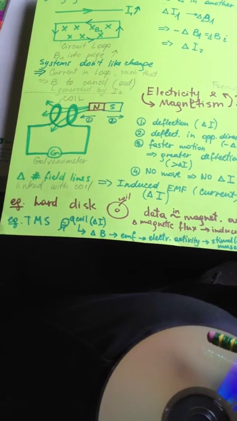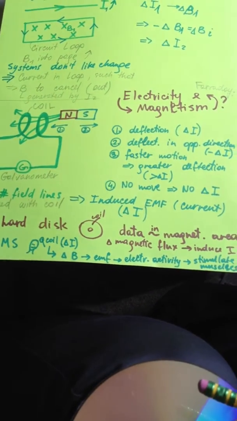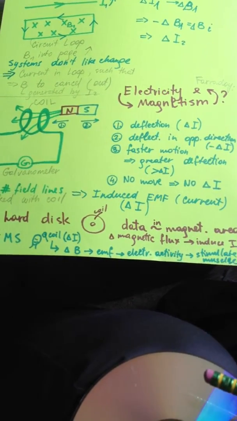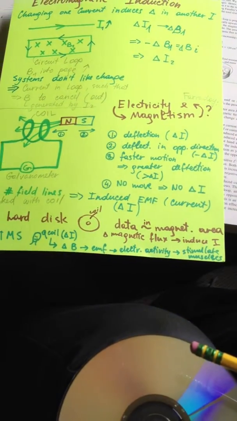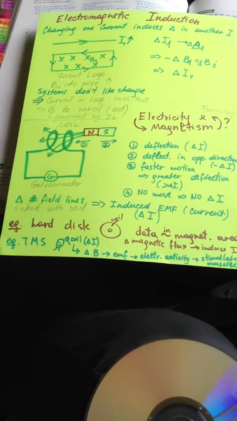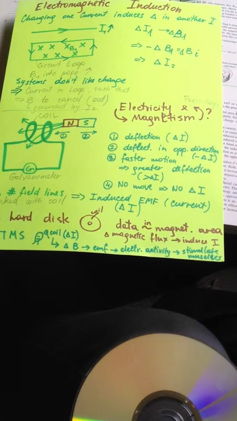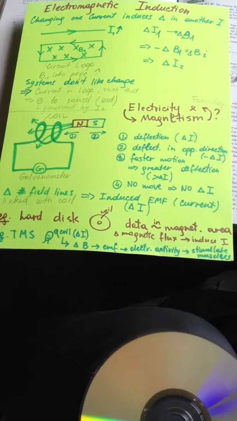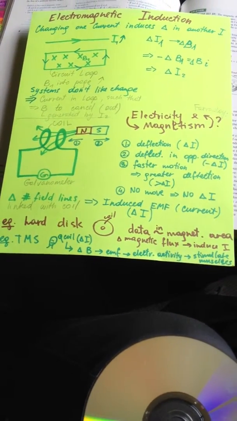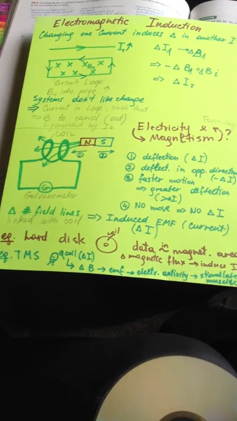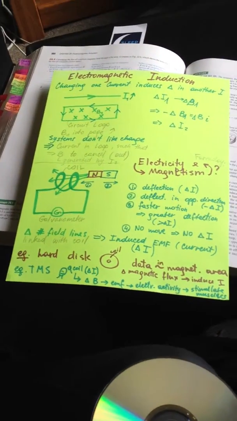And another example is transcranial magnetic stimulation, which is used in medicine to track the changes in electric activity and the change of how muscles are stimulated, basically.